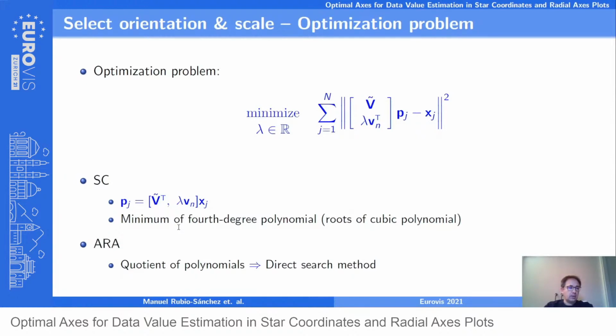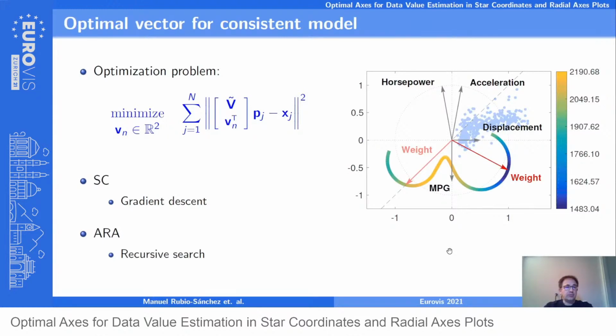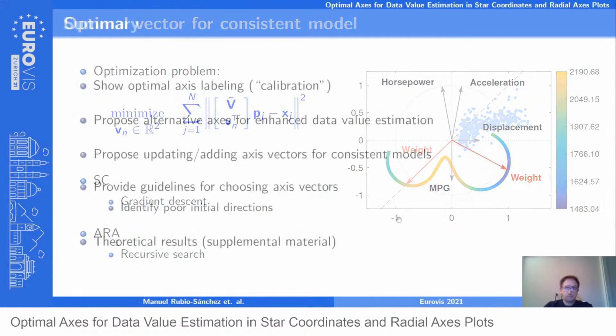And for ARA, the objective function is a quotient of polynomials, so the function is much more complex, and we use a direct search method to find the solution. The optimal vector that leads to a consistent model over any orientation can be obtained by solving this optimization problem. In this case, v sub n is the variable. And for star coordinates, we use a gradient descent method, while for ARA, the function is more complex, and we use a recursive search approach.